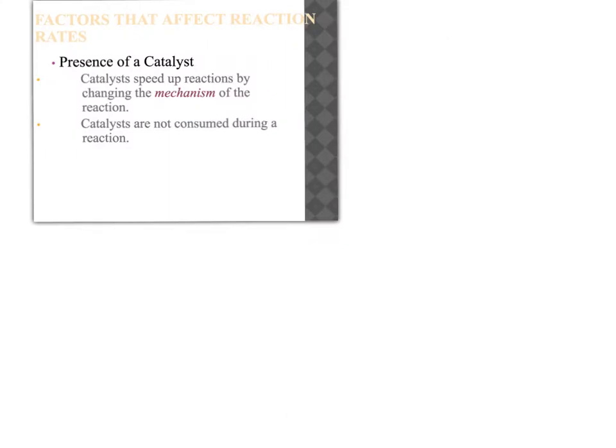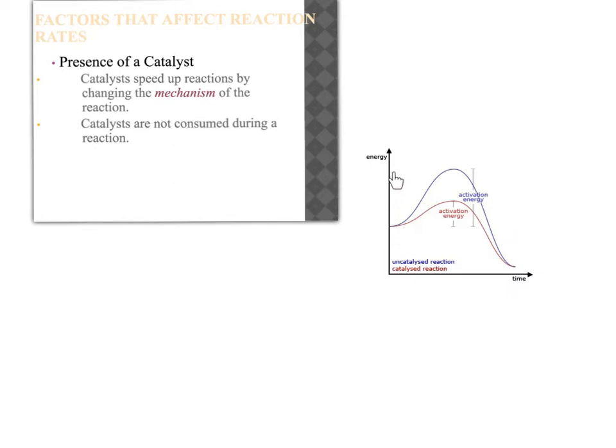And finally, presence of a catalyst. Remember that for any type of chemical reaction, there's a certain amount of energy that must be present in order to make those molecules be in the right orientation in order for them to react with each other. That energy is called the activation energy. Catalysts speed up the reaction by lowering the activation energy needed for the reaction to occur, without being used up or consumed during that reaction.